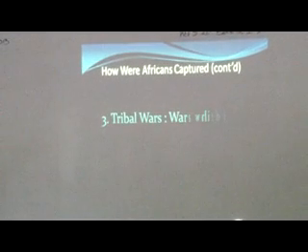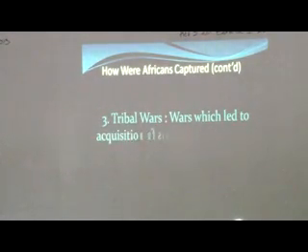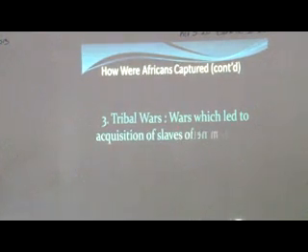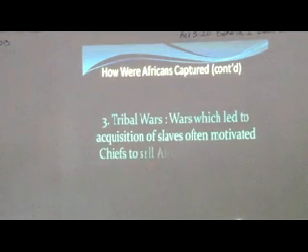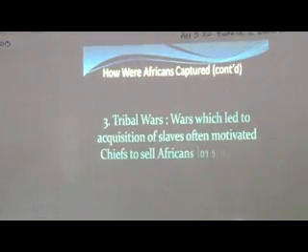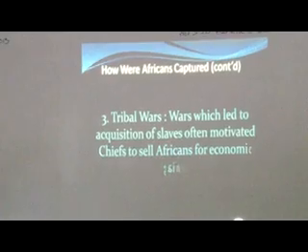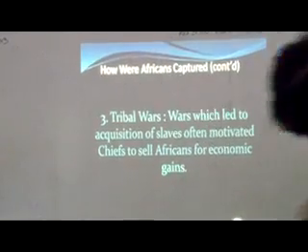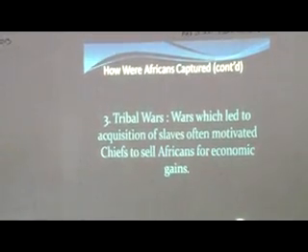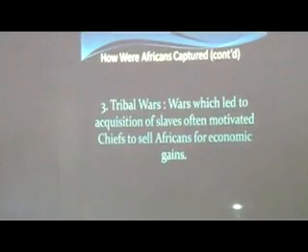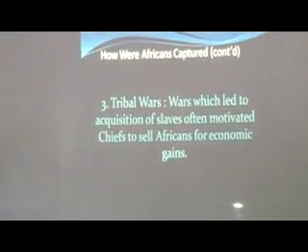Number three, tribal wars. Wars which led to the acquisition of slaves often motivated the chiefs to sell them in return for economic gains.